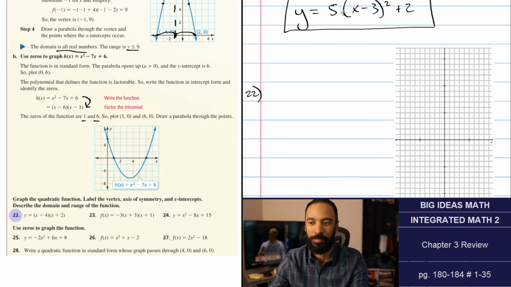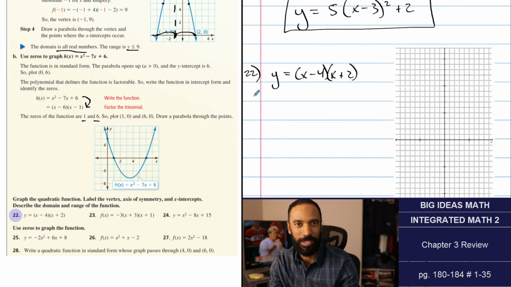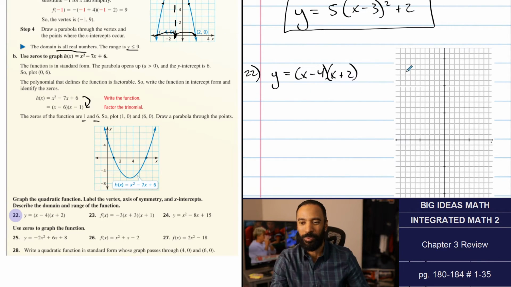That's right. Okay. All right, so number 22, we have y equals x minus 4 times x plus 2. I really tried to pass this off as if I was recording this at the same time as the others. It didn't work. I should have remembered what we had before.